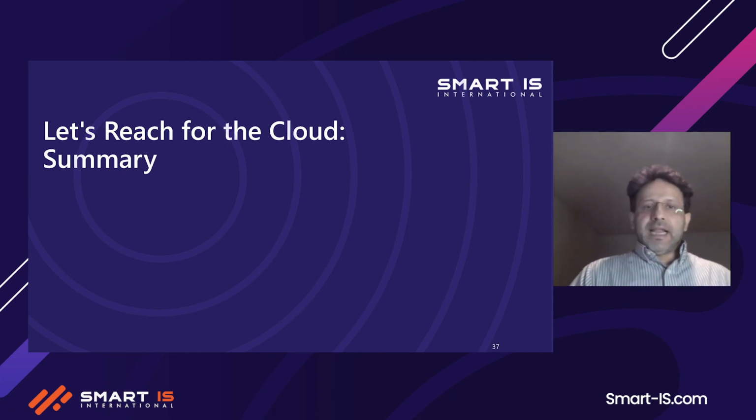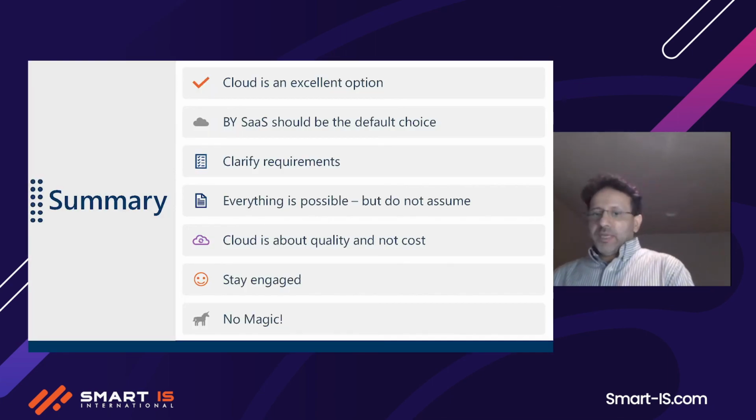So just at the end, I want to summarize that cloud is an excellent option. That should be the default option. If we are thinking about upgrades, if we are thinking about new implementations, cloud should be the default. And in that space, I think SaaS should be the default choice. And then we can analyze and critique afterwards if we need to go there, or we need an on-premise solution. We should clarify the requirements upfront.